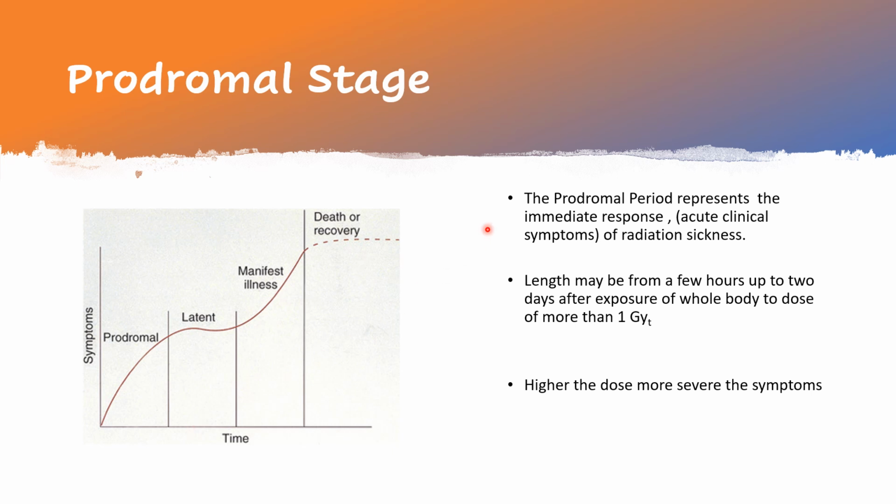Prodromal stage. The prodromal period represents the immediate response, acute clinical symptoms of radiation sickness. Length may be a few hours up to 2 days after exposure of whole body dose of more than 1 gray tissue. The higher the dose, the more severe the symptoms.